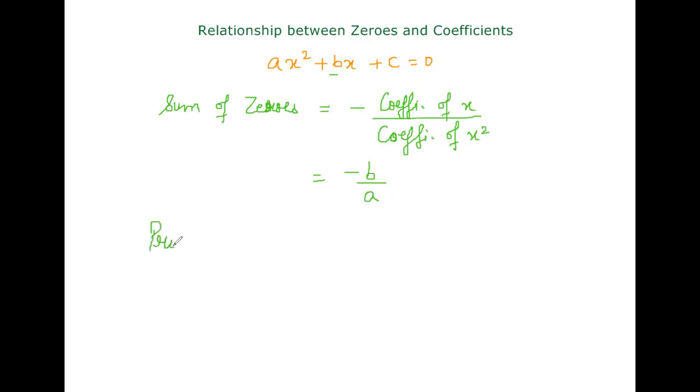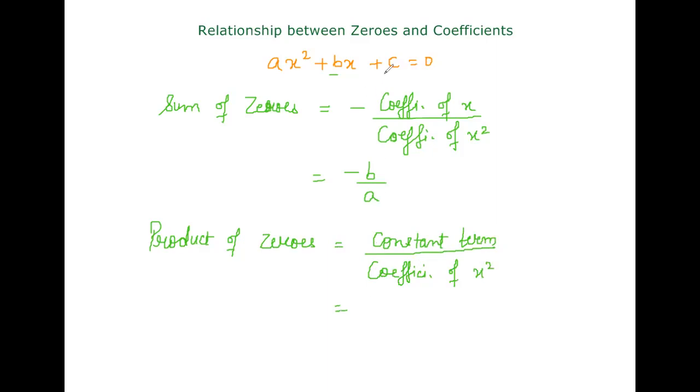Now another one is the product of zeros, where again zeros are the solutions of this equation, will be equal to the constant term divided by the coefficient of x squared. And here you can see the constant term was c, divided by the coefficient of x squared, which was again a. So the product of zeros is equal to c upon a. So this is the relationship between the sum of zeros and product of zeros with the coefficients.